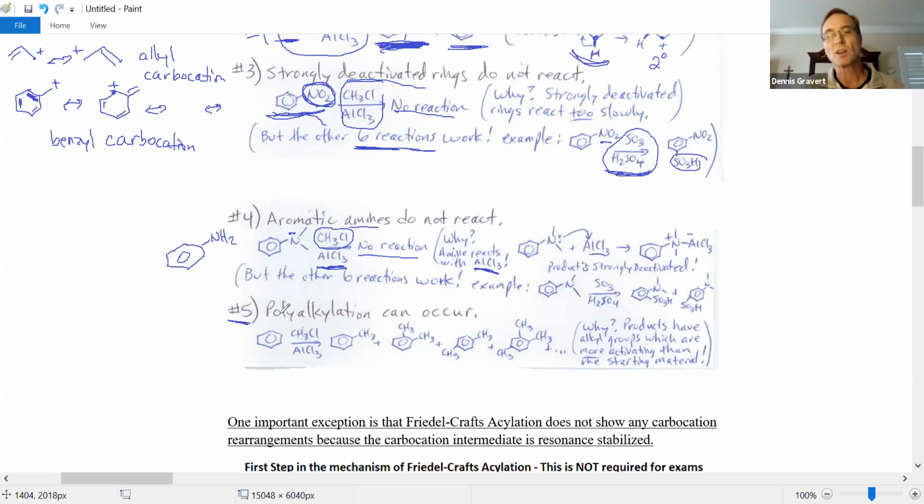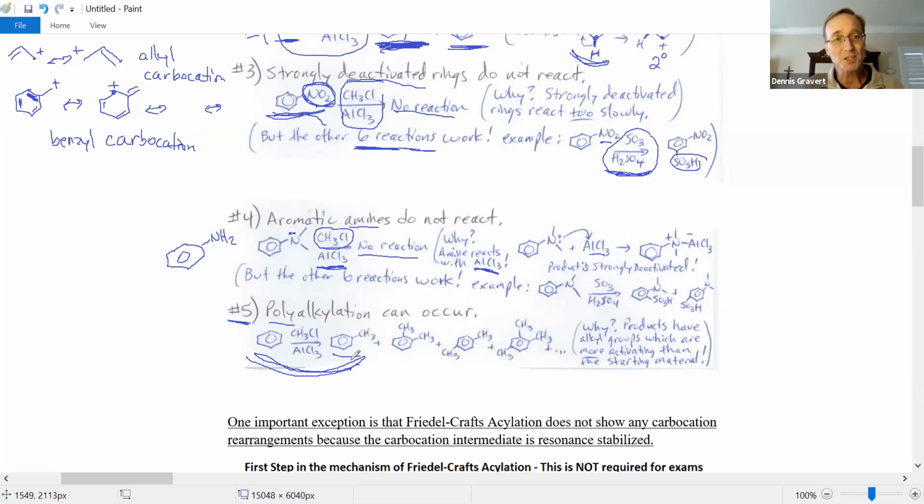Last limitation, number 5. We'll discuss this more in the next video too. It turns out polyalkylation can occur. Poly means many. So alkylation means add an alkyl group. Polyalkylation means add multiple alkyl groups. So hey, we're expecting this reaction to happen cleanly. It's not very clean. Take benzene, methyl chloride, and aluminum chloride. Yes, Friedel-Crafts reaction works. Get toluene.